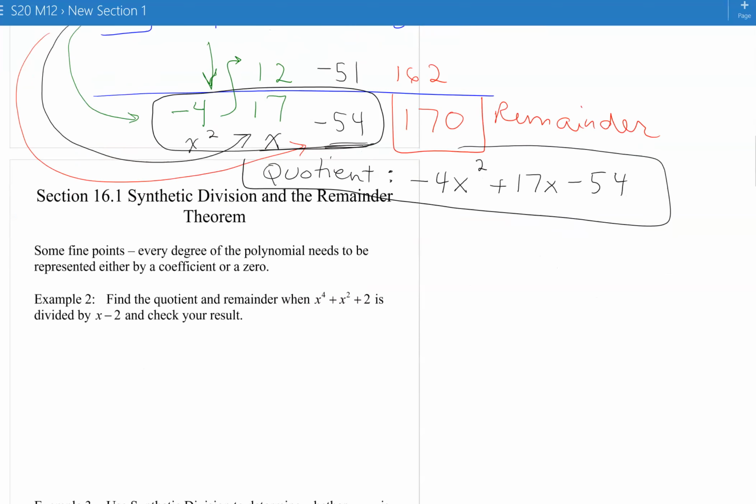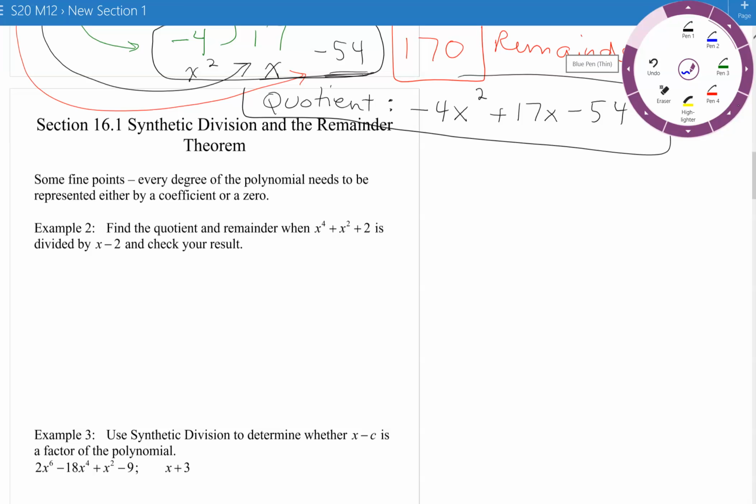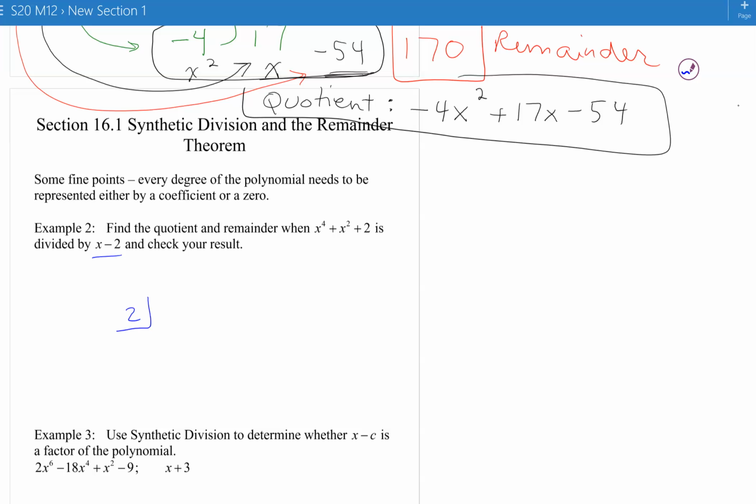So some fine points, one of them is you have to put placeholder zeros for any degree term that's missing. So if I'm dividing by x minus 2, positive 2, the 0, is what goes in the pocket. I'll have a 1 for the coefficient of x to the 4th, a 0 for the coefficient of x cubed, a 1 for the x squared, a 0 for the x, and a 2 for the constant.